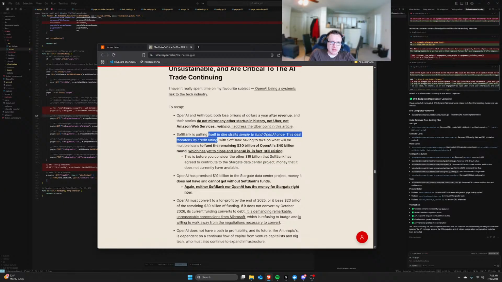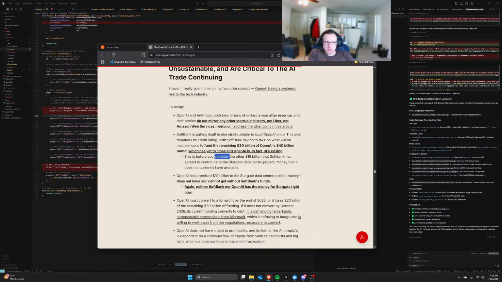So the bank itself is putting itself in dire straits to fund OpenAI. It's taking on multiple loans to fund the remaining 30 billion of OpenAI's 40 billion round, which it has yet to close, and OpenAI is still racing. This is before you consider the other 19 billion SoftBank has contributed to the Stargate data center project. OpenAI has promised 19 billion to the Stargate data center project, which it does not have and cannot get without SoftBank's funds. Holy shit.